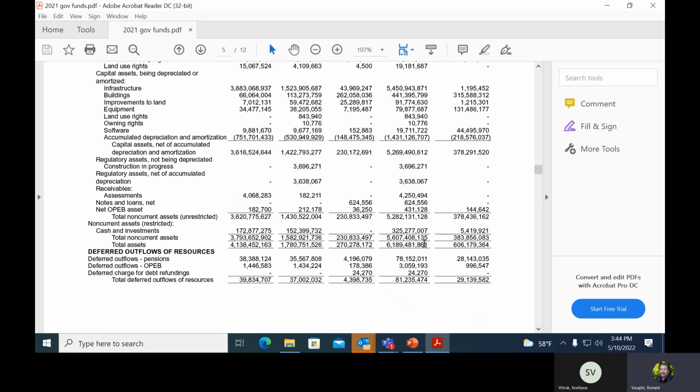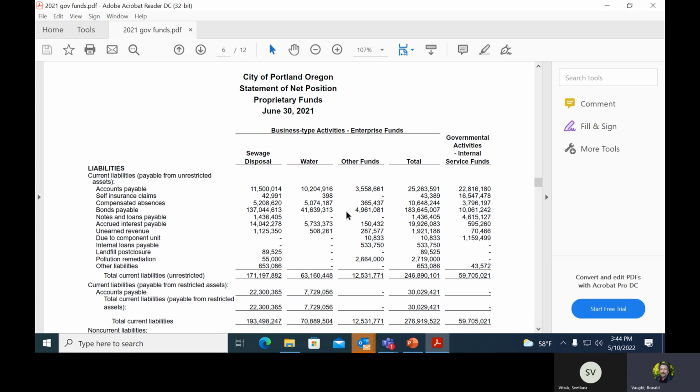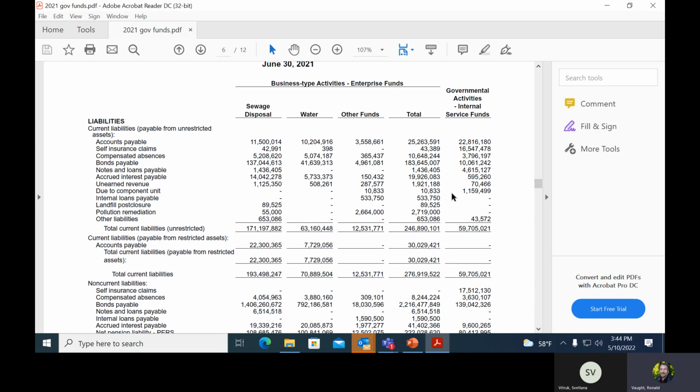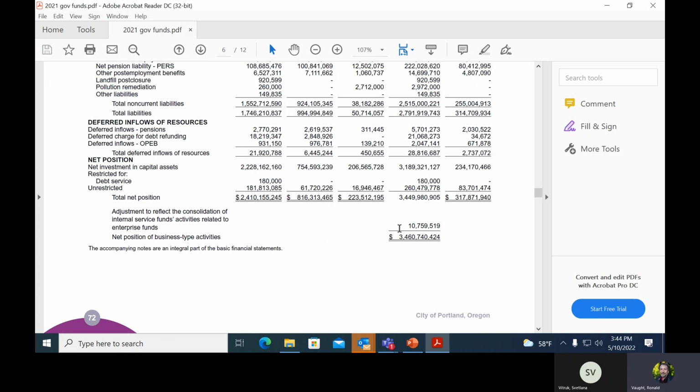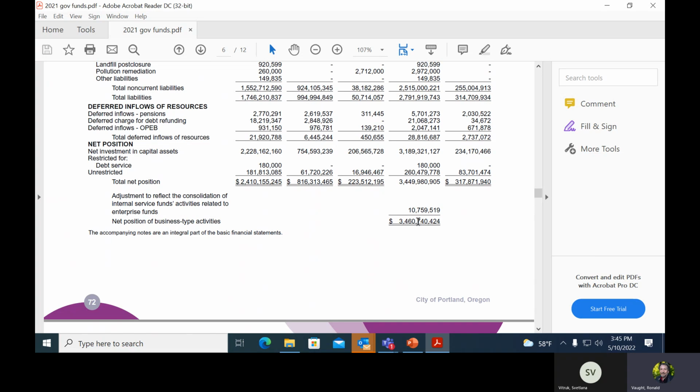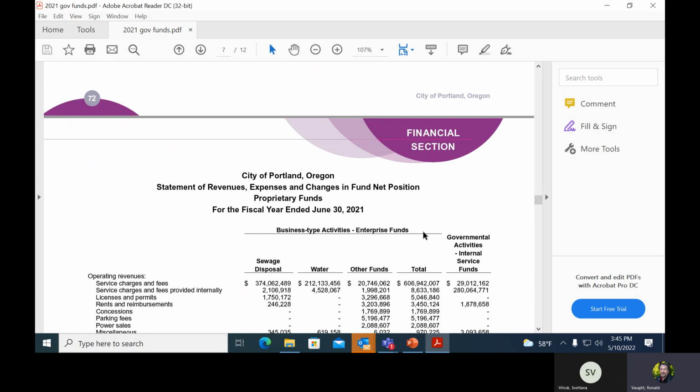And similarly, we got water funds and sewer, water, and other funds, and then internal service funds over here for our proprietary funds. And this is basically what's called the look back adjustment. So it has to do with the internal service fund activities related to enterprise funds. And then this adjusted is the net position for business type activities.